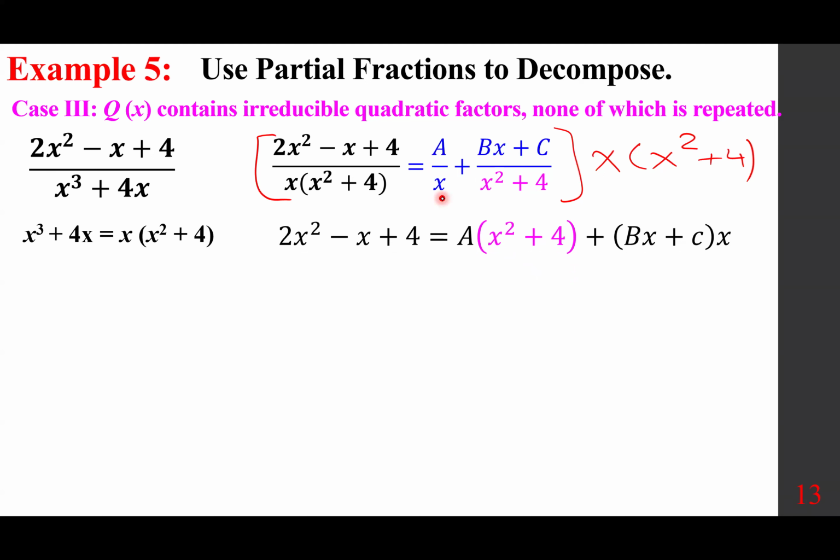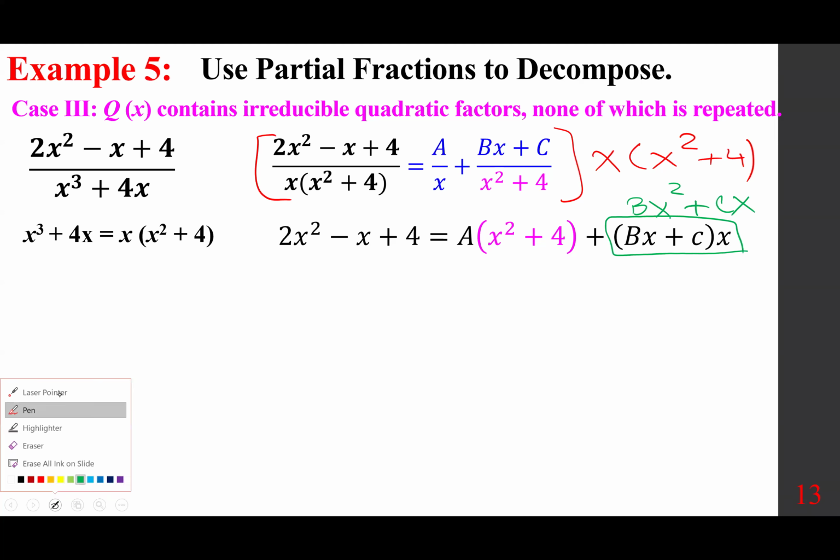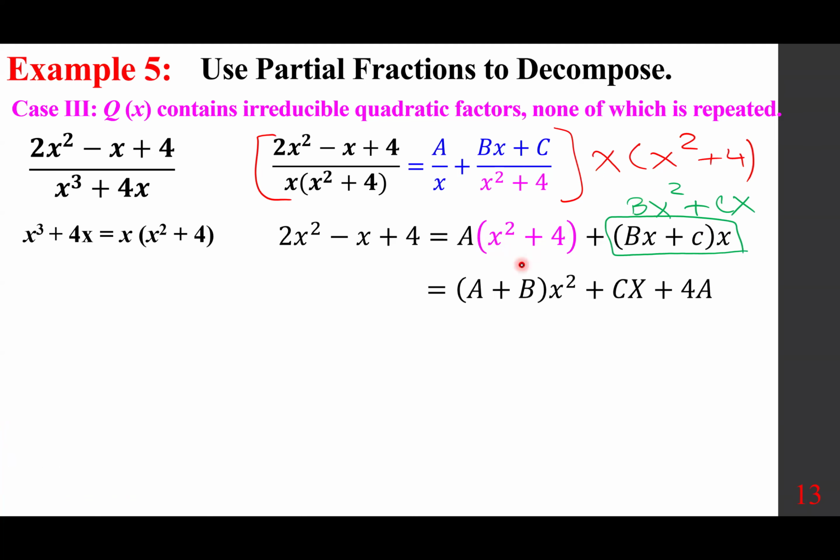If you want to go with the system, you can. This is ax². Let's just write this one so it makes it easy. So this one is bx² plus cx. So therefore, ax² and bx² is a plus b times x². Then you have cx and you have 4a. It's actually very simple because the system will be solved in no time.